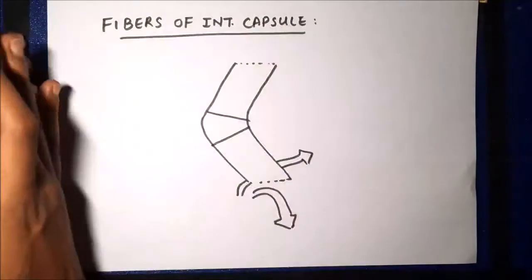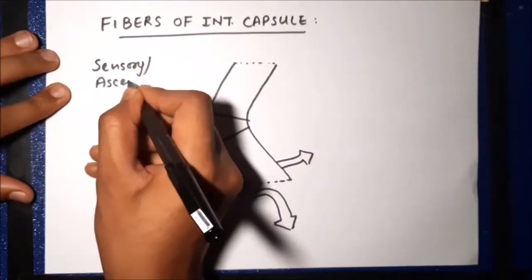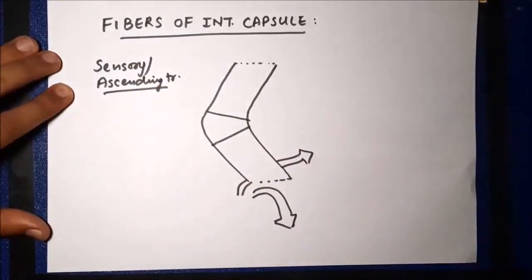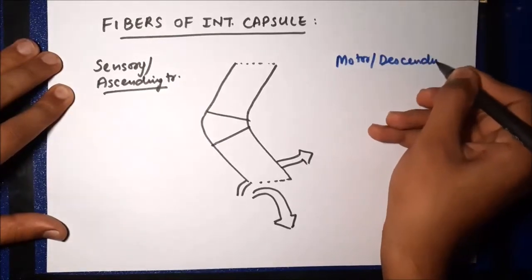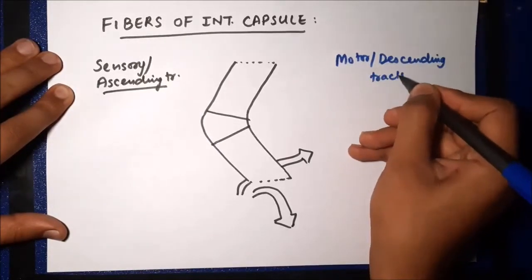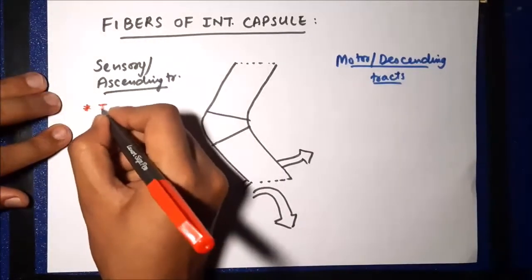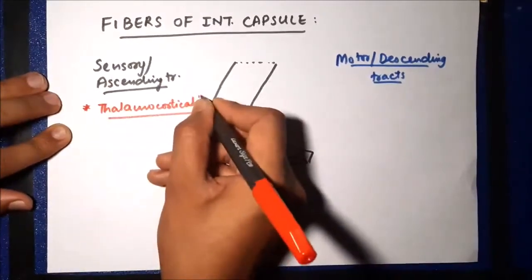Now on the left side I'll be showing you the sensory or the ascending fibers which pass through internal capsule, and on the right side we'll be discussing the motor or the descending fibers passing through internal capsule. So starting with sensory or ascending fibers, these fibers are basically thalamocortical fibers. It means most of the fibers, they emerge from thalamus and go to the cerebral cortex. So they are thalamocortical fibers.